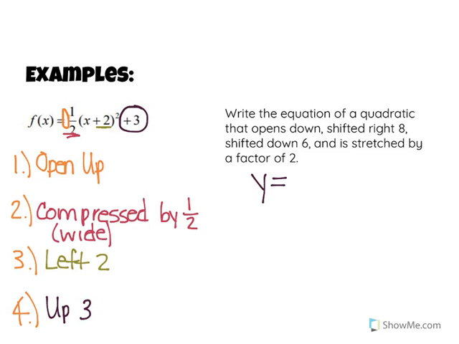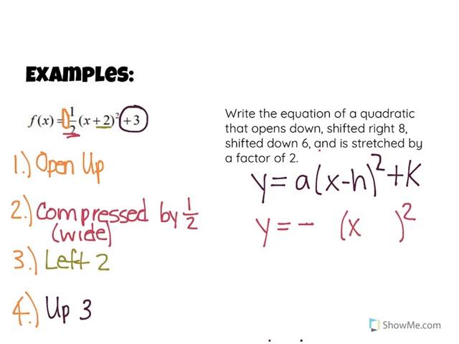So if you remember, our general equation is y equals a(x minus h) squared plus k. So what we want to do is plug in our values for a, h, and k based on what we see in this problem. The first thing I see is that my graph is going to open down, so I know that I need to have a negative in the front of my equation. Then I can leave the rest of the equation: x stays the same, the parentheses, and the squared.